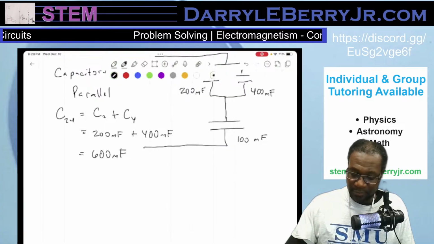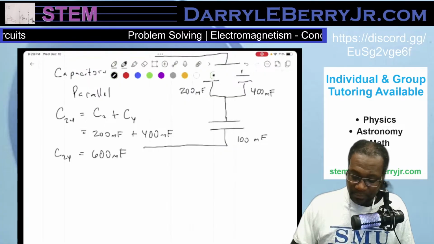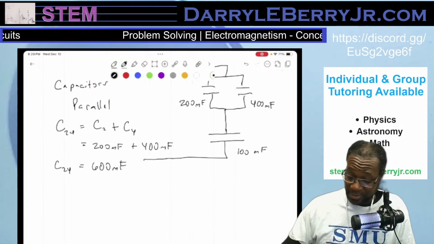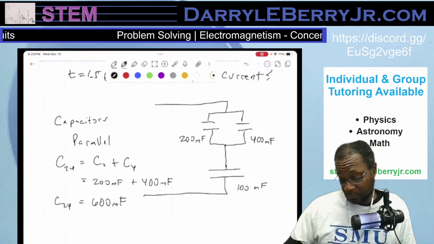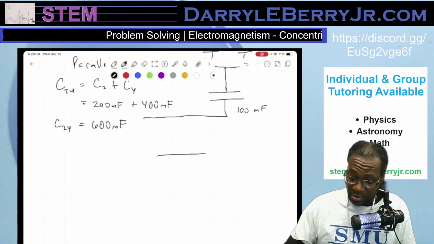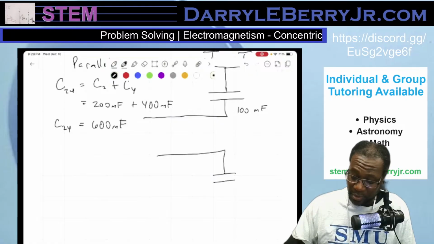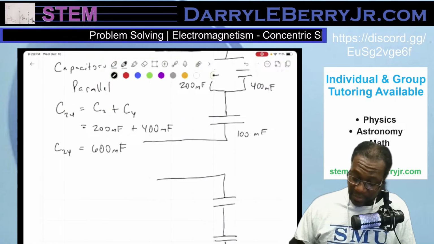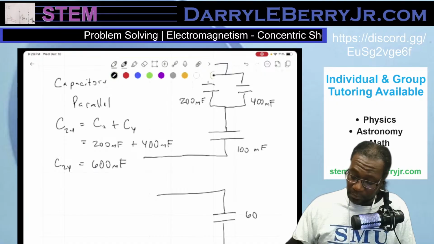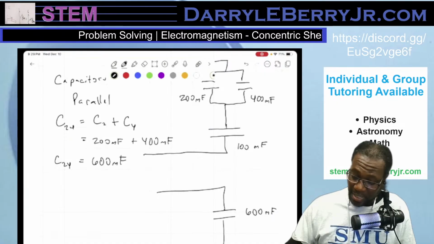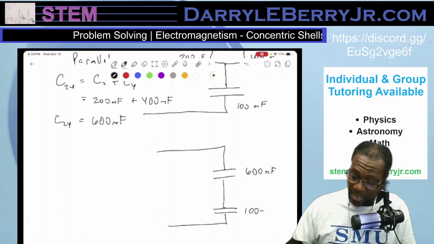So we have this. Now, I'm going to redraw this again. Thinking I might be able to take a shortcut and copy it somehow, but it's not so hard to just redraw. All right, so I have 600 microfarads and 100 microfarads.